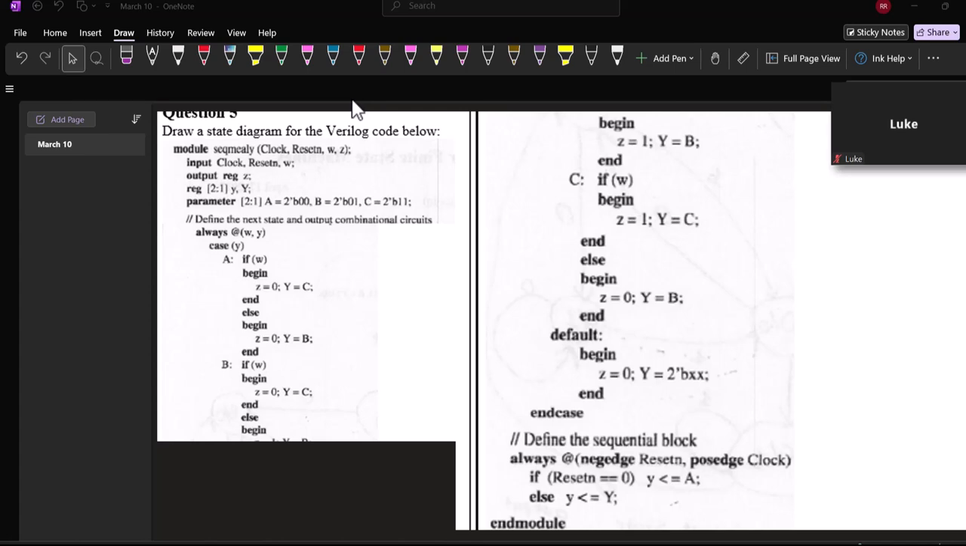Because I could have it in the case statement, but if it's Moore, it really ought to be outside the case statement, in the other always block, because it's supposed to be based on the current state, and this is getting it for the next state.